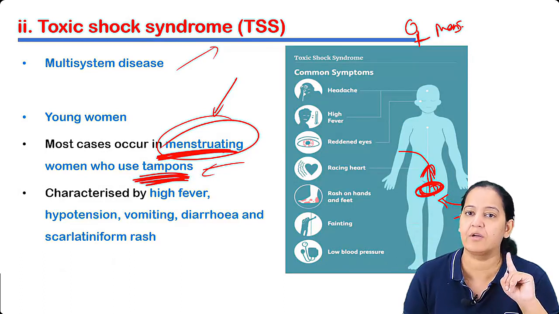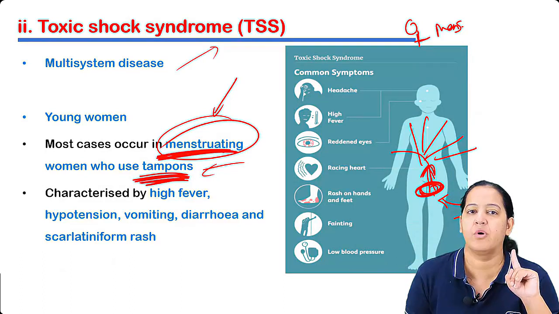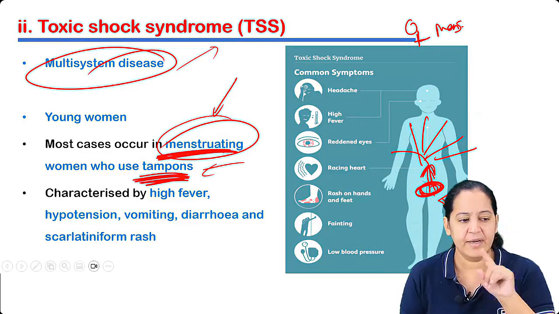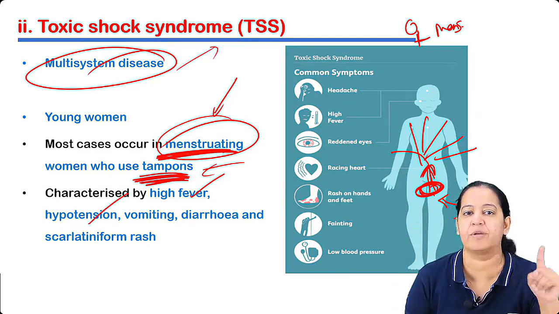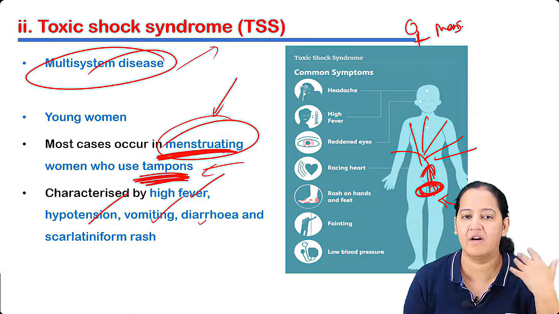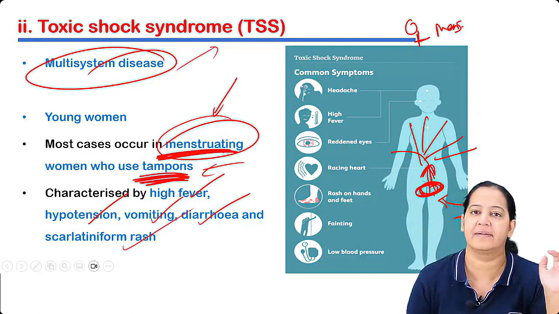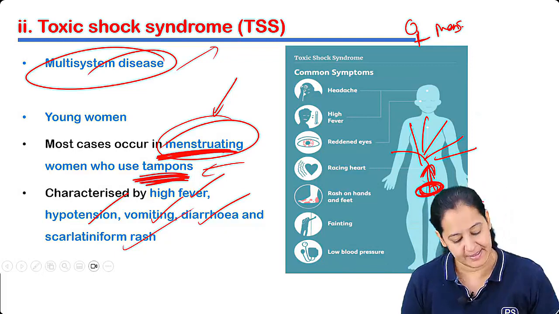After going into the blood, the toxin goes to multiple organs and causes multiple organ failure. It's not one organ, it's multiple organs. So the female will have fever, hypotension, shock, diarrhea, vomiting, rash. It can be anything. It's multi-system. Say yes, this is toxic shock syndrome.